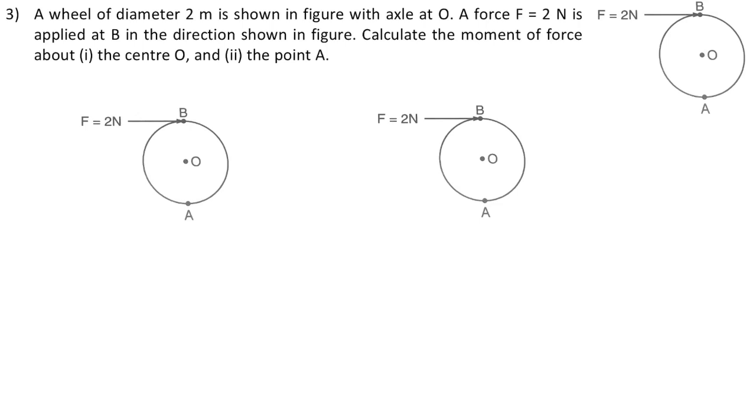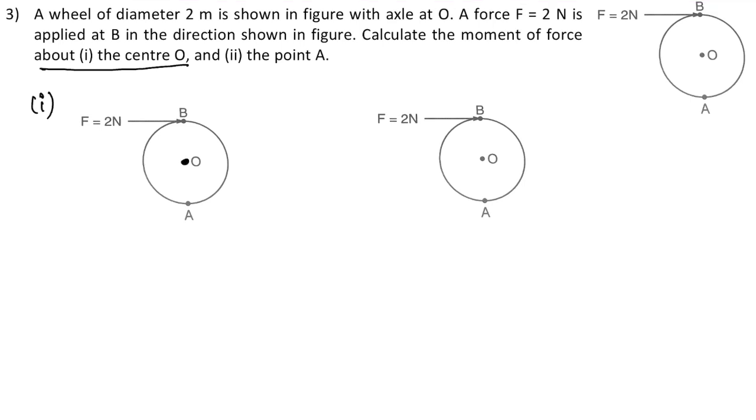Third numerical, a wheel of diameter 2 meter is shown in the figure with axle at O. A force of 2 Newton is applied at point B in the direction shown in the figure. Calculate the moment of the force about the center O and the point A. Now let us first understand the meaning of this statement, the moment of the force about point O. About point O means the axis of rotation is passing through that particular point. So here in the first case, we want to find out the moment of force about center O, meaning the axis of rotation is passing through the center point.